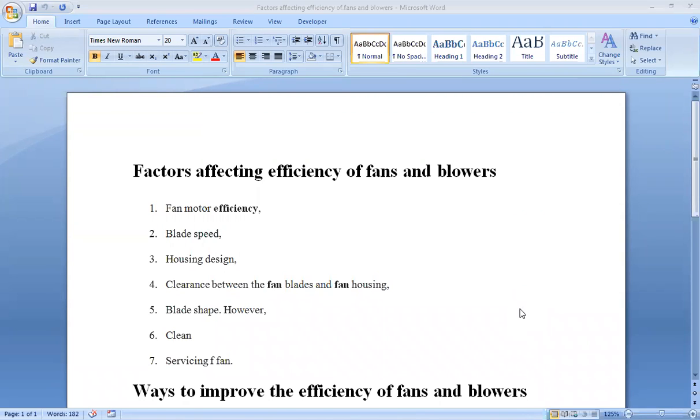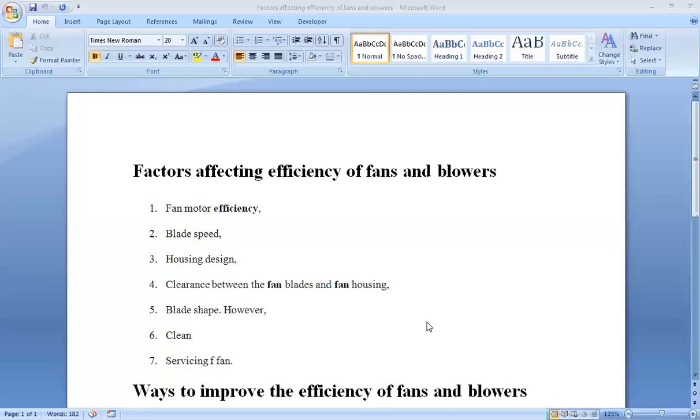Then, housing design of the fan. This is one more aspect. For example, sometimes there is a blower for cooling, and the fan is fitted in the housing. Sometimes there is very little space for the fan in the housing and it cannot get enough air to blow ahead. So the design of the housing should be in such a way that it is able to blow more air, and there should not be any leakage of air from the housing. Housing design is another point to increase the efficiency of the fan.